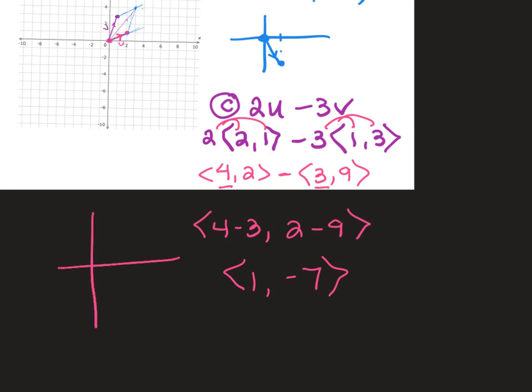And the resultant vector from here would start at 0, 0, go to the right 1, 1, 2, 3, 4, 5, 6, 7, down 7. And that would be what it would look like graphed.